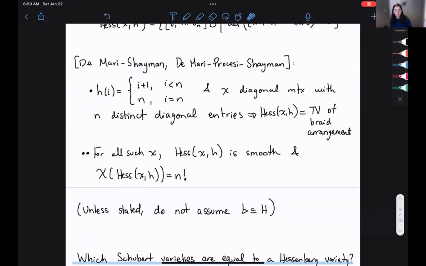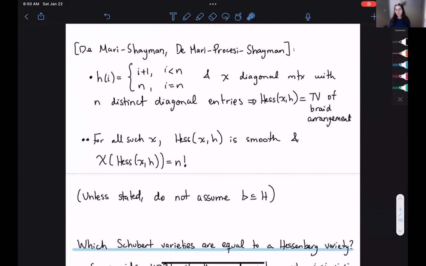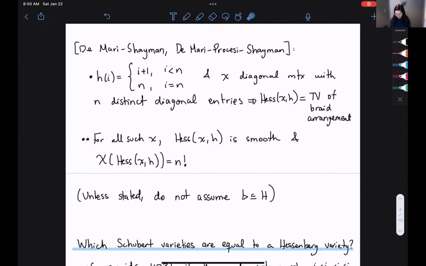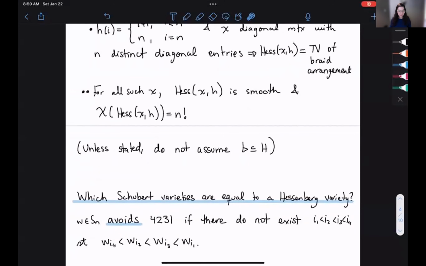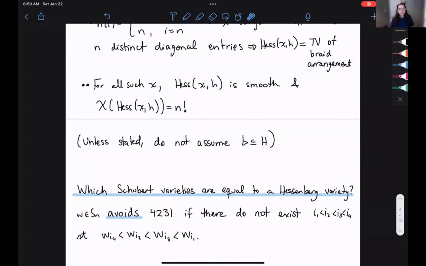And it's kind of why we were interested in our question, because lots is known about Schubert varieties, less is known about Hessenberg. Can we answer this question, and what can we discover in doing so? So let's go ahead and answer this question, or partially answer this question. Which Schubert varieties are equal to a Hessenberg variety? It was a bit surprising for us, but pattern avoidance came to play a role in the answer we gave.